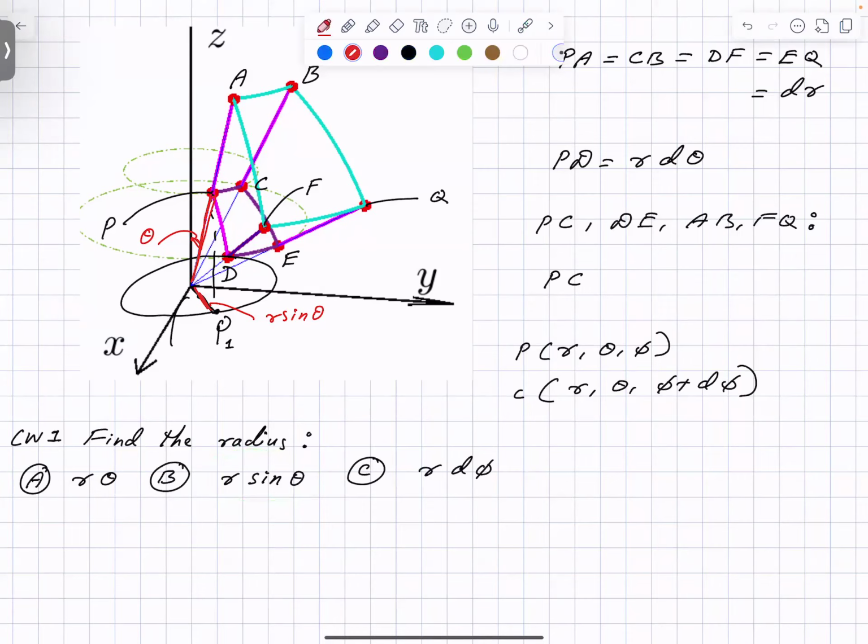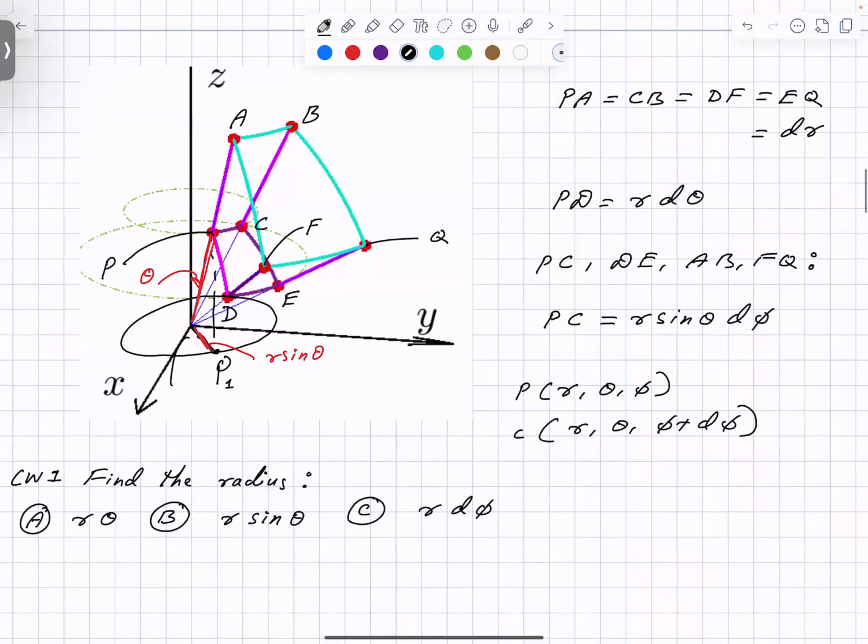That is just the length of the arc. And we already know that the subtended angle equals, what is the angle? Difference in the phi coordinate. So that is d phi, right? So the length of this arc, PC, would be radius times the angle, r sine theta, d phi. So we know all three types of lengths here.